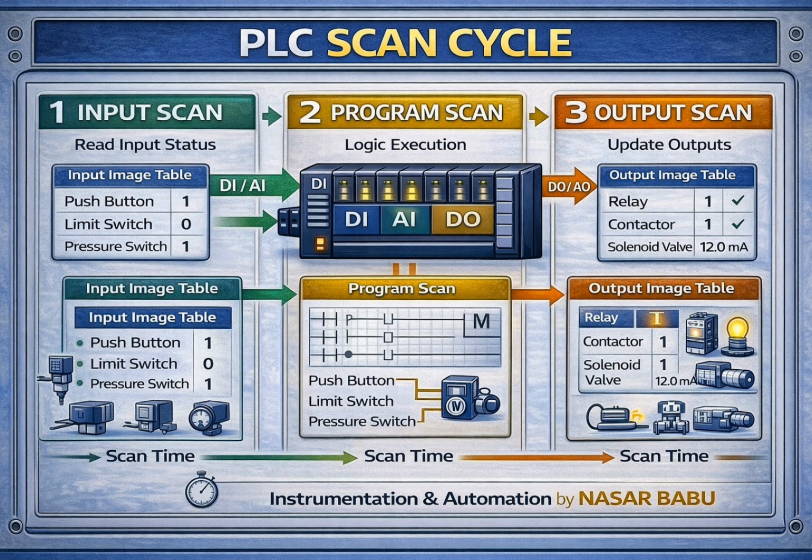Important concept, very critical. If an input changes during the program scan, the PLC will not see it until the next scan cycle. This is why PLC response is fast, but not instant. Simple example. When you press a push button, PLC reads input in the next input scan, logic is executed in program scan, and motor turns on in output scan. So the output changes after one complete scan cycle.